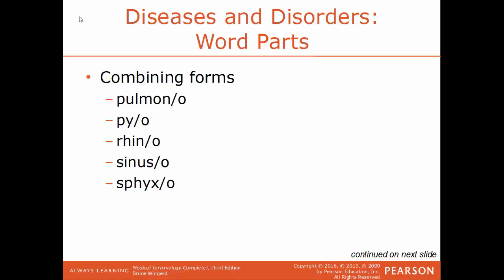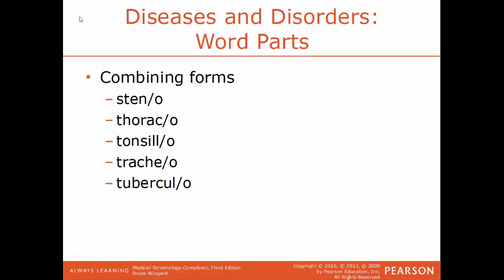Pyo is a reference to pus. Rhino is a reference to the nose. Sinuso is a reference to the sinuses. And sphygmo is a reference to the pulse. Steno is a reference to narrowing. Thoraco is a reference to the thorax, or the chest, the thoracic cavity. Tonsillo is a reference to the tonsils. Tracheo is a reference to the trachea. And tuberculo is a reference to a little bit of swelling.